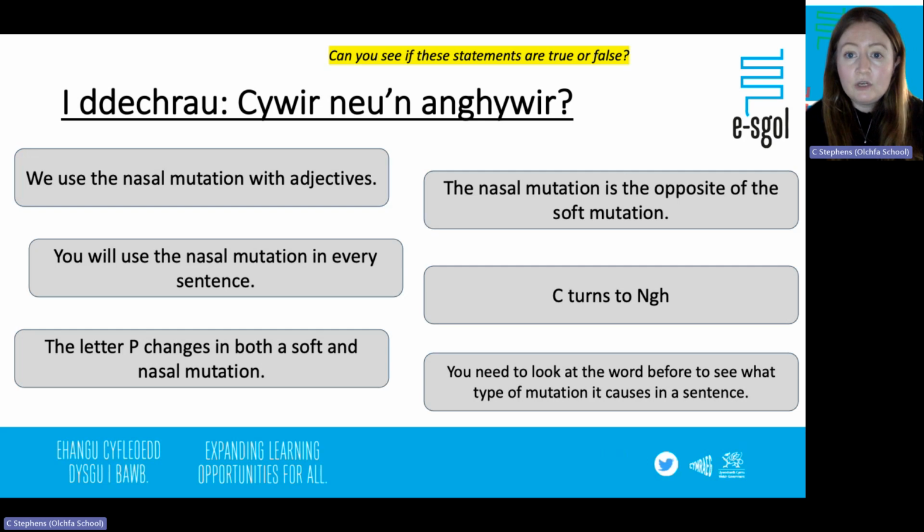The nasal mutation is the opposite of the soft mutation. Not necessarily true at all. The mutations are separate. The letters that change are different.